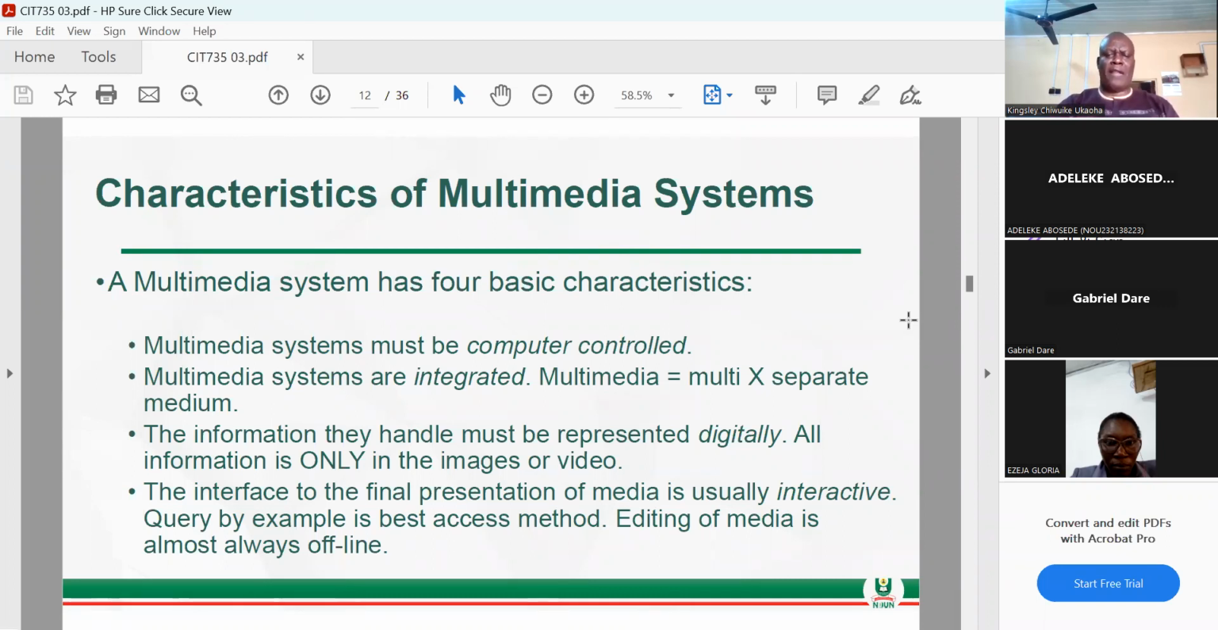So the information they handle must be represented digitally. And the interface to the final presentation of media is usually interactive. Query by example is the best access method. Editing of media is always offline, because even when you want to edit the media, you may not edit it while it's being sent. It is when you receive it that you can start editing it.